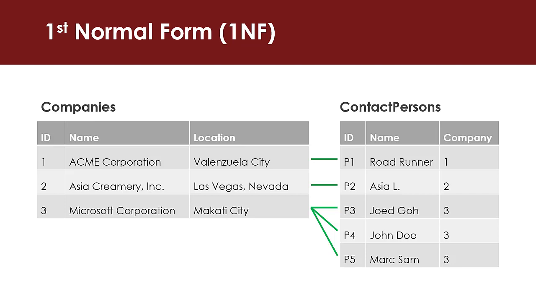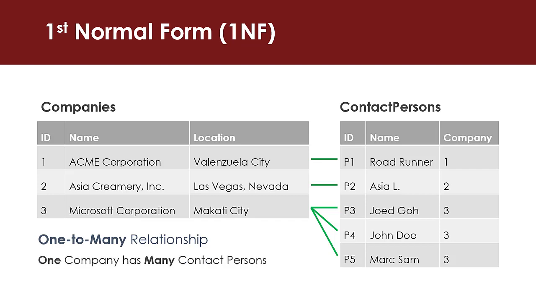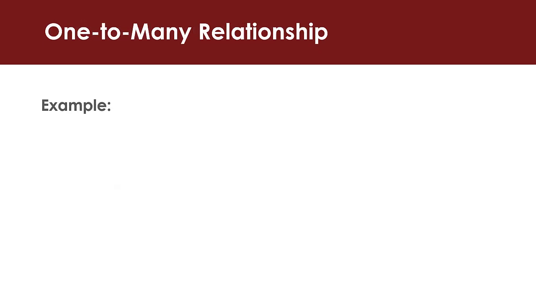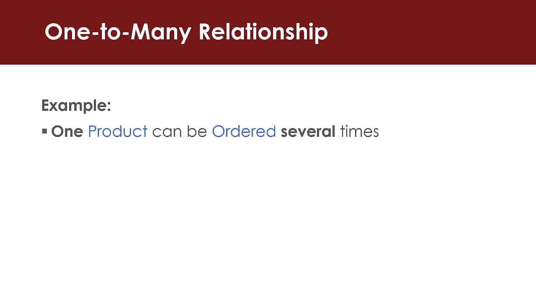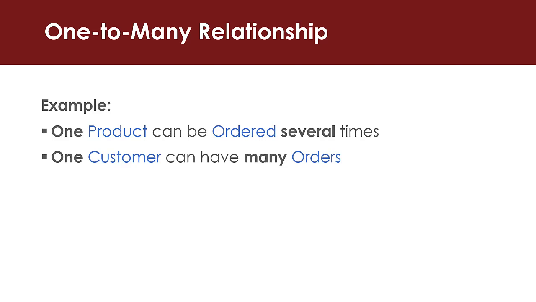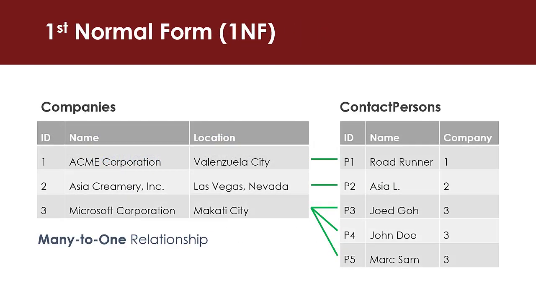And now, you get a taste of why it is called relational database model. In a relational database, there are 3 relationships that exist. The common one that you'll encounter is this, one-to-many relationship, wherein, in this example, one company can have 1 or more contact persons. This is similar to the concept, one product can be ordered several times, or one customer can have many orders. In other sense, you can also use the term many-to-one, as in, 1 or more contact persons can be assigned to only one company.